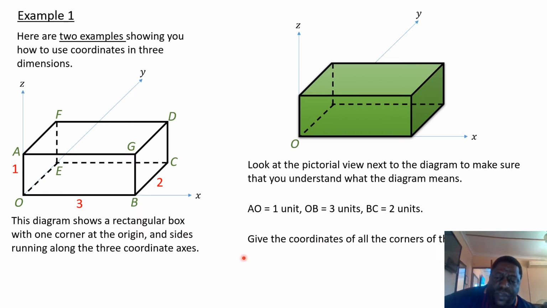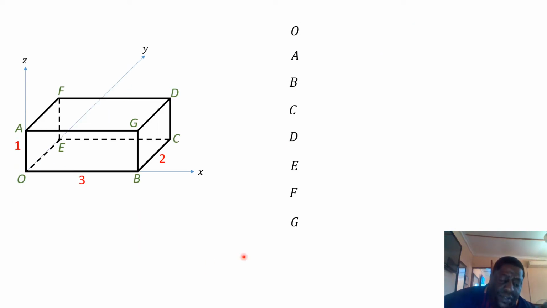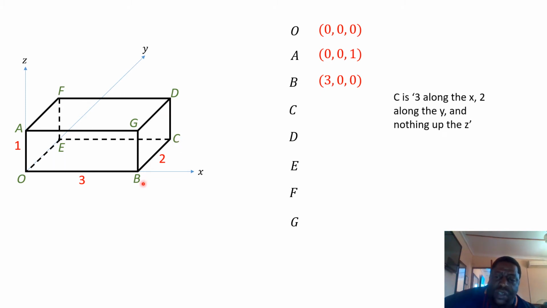Okay, so we have to give the coordinates of the corners as well. Right, so let's bring that. So first this is 0, 0, 0. There's nothing much you can do there. A then will be 0 in the x direction, 0 in the y direction, just one up. Okay, so B goes 3 in the x direction, doesn't go anywhere in the y direction, doesn't even go up, so it's 3, 0, 0. Okay, and C, well, you go 3 in the x direction, 2 in the y direction, but doesn't go up, so it's 3, 2, 0.